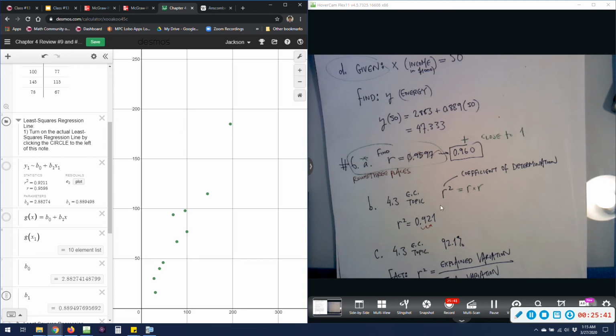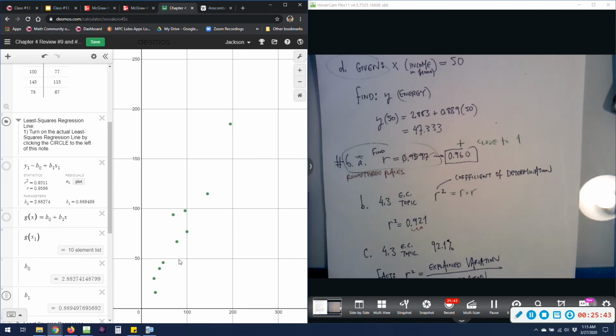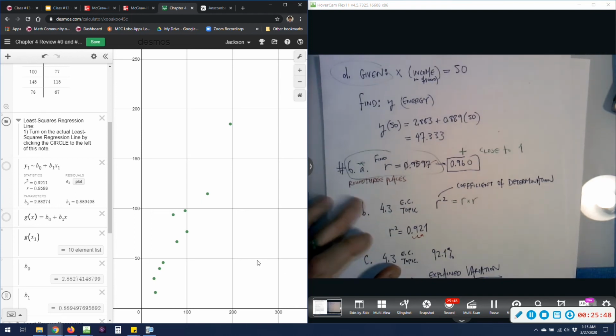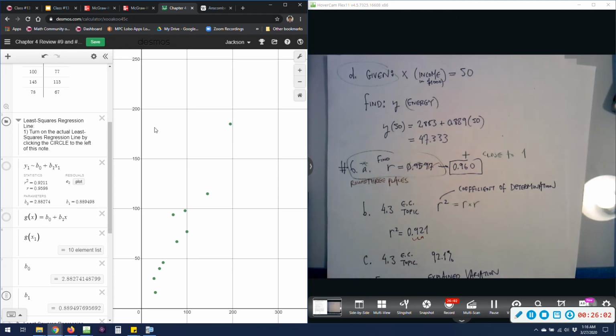So this is our scatter plot here, and we have a positive correlation. That means as the x goes up, income goes up, the y also goes up, energy. So if we're making more money, then it looks like we're also using more energy. But remember, we can't say that income causes the energy. We can't say increased income is going to cause increased energy. We just have a correlation. We have a relationship between the 2.